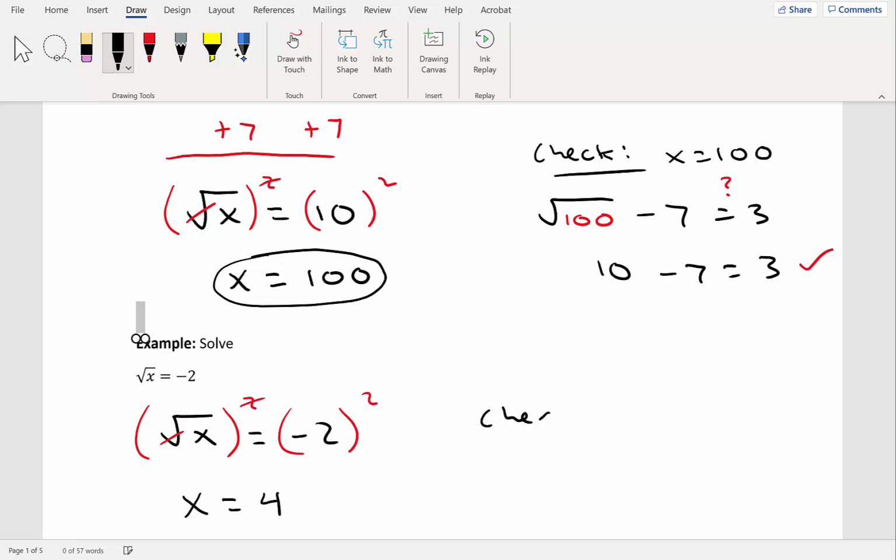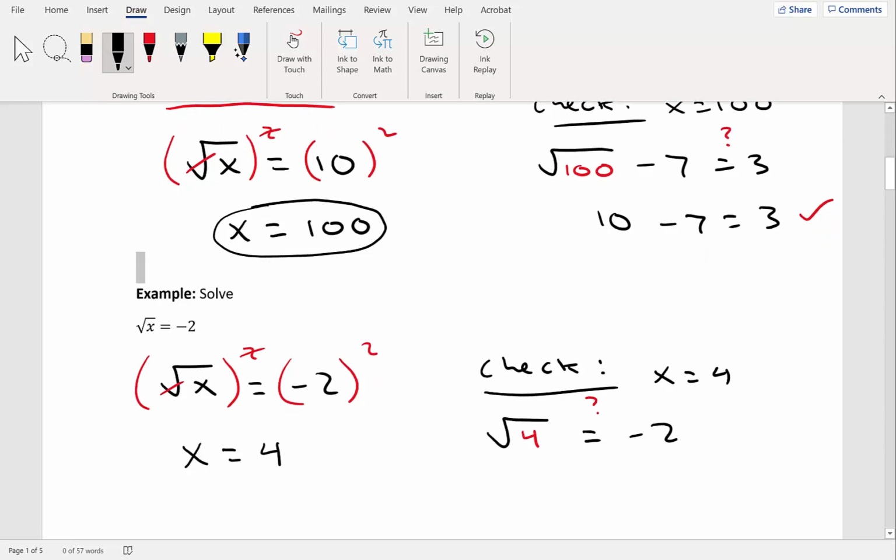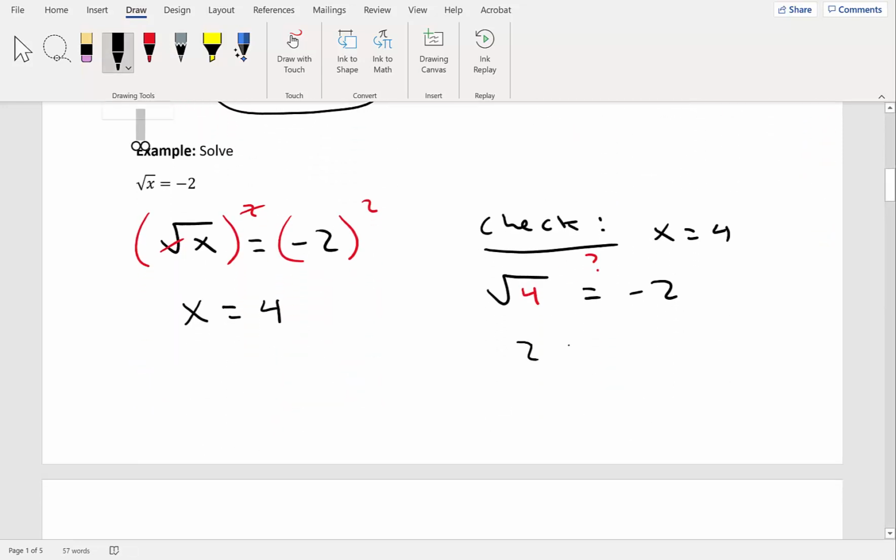But let's go ahead and check that. So plug in 4 into our original problem. So we have square root of 4. And we want to check to see if this is equal to negative 2. Well, square root of 4, this is equal to positive 2. So I have positive 2 is equal to negative 2, which is not a true statement. So this x equals 4, we have to get rid of that solution. So our final answer will put no solution. Okay, so make sure you always check your answers and make sure it gives you a true statement when you plug it into your original equation.